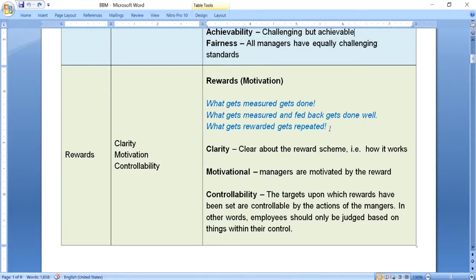So now rewards should be clear. That means the employee or the manager should be clear about the reward system, for example, how it works. The reward should be motivational, because if the reward is not that motivational, they might not give that drive to achieve the reward. And obviously controllability is very, very important, because the targets upon which rewards have been set are controllable by the actions of the manager, which means we need to judge our managers or employees for the controllable elements only. Okay, uncontrollable elements should not be there.